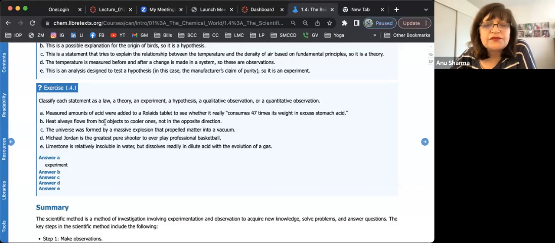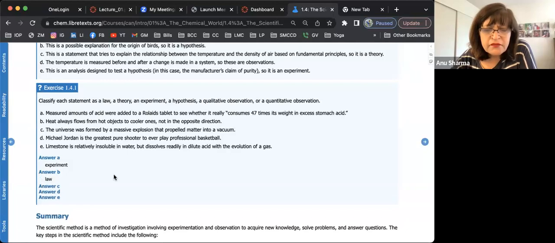Next: heat always flows from hot objects to cooler ones, not in the opposite direction. This actually is a law, that heat always flows from hot to cold. Winds blow from high pressure to low pressure. It's always from a higher concentration to a lower concentration. Water flows from a greater height to a lower one. So technically this is a law, and it has become a law because we have seen this in other situations, like the flow of heat, the flow of water, the flow of air.